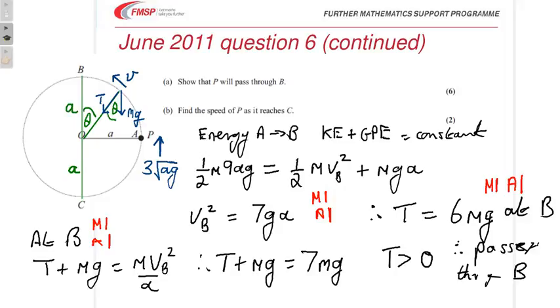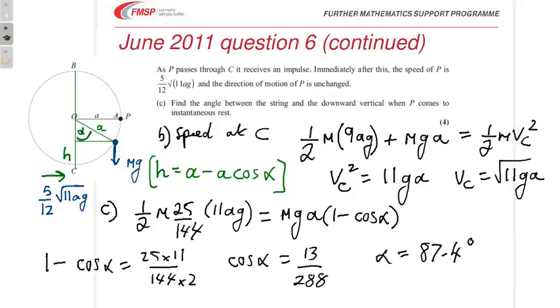For part B, finding the velocity at C, that was just 2 marks, an M1A1 for using energy and finding the correct 11ga. And there are 4 marks for the last bit, and you guessed it, it's a couple of pairs again of method and accuracy, for using the energy equation and correctly sorting it out to find the angle. So that was 4 marks for part C.